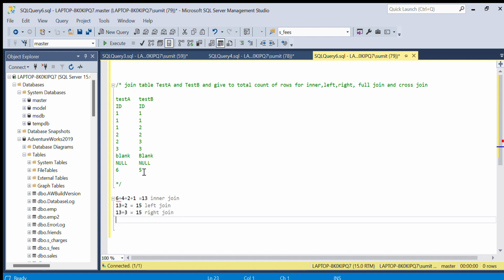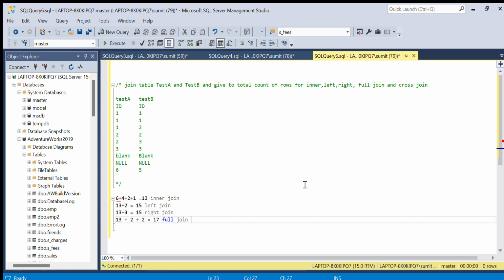Okay, and in case of full join, it will give all the matching and non-matching records, right? So all the matching records are there. If you see, 13 matching records are there from the inner join. Okay, so 13 plus null and 6 from the left table that is not matching with the right table, plus null and 5 from the right table, so it will give 2. So how many would it be in total? 17 records from the full join.